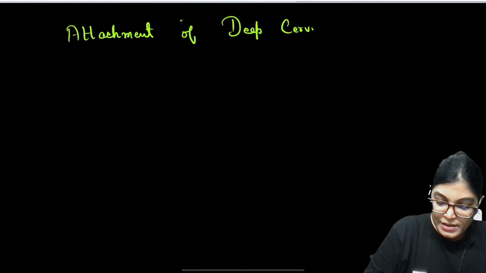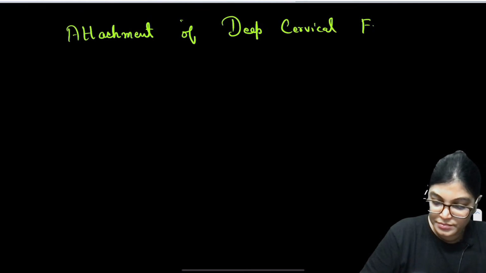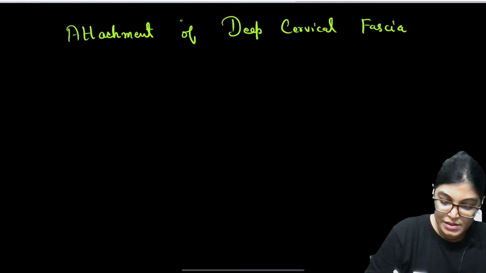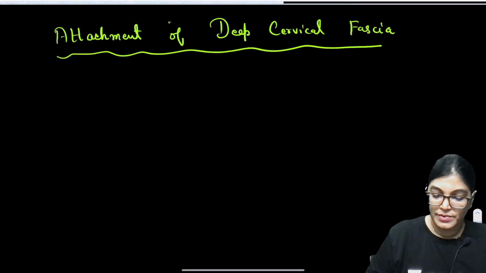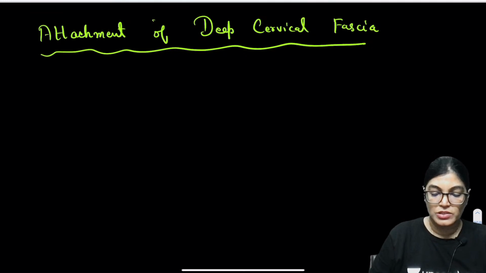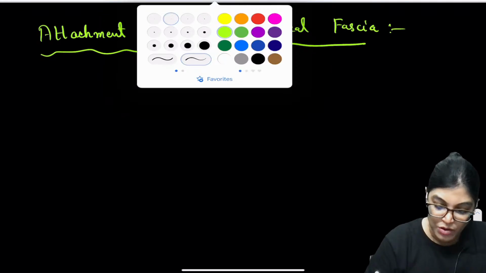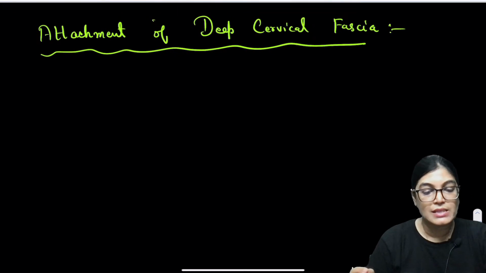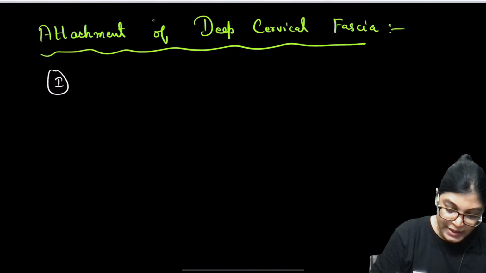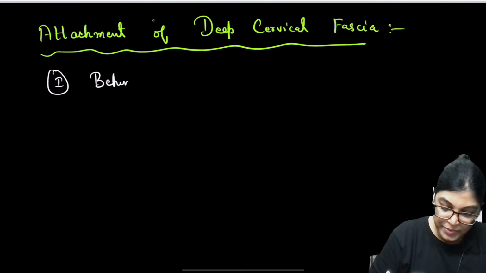Write down the heading: attachment of deep cervical fascia. So let's talk about the attachment of deep cervical fascia as we move from above to down. So firstly, I would like to tell you the attachment which is lying behind or posterior.